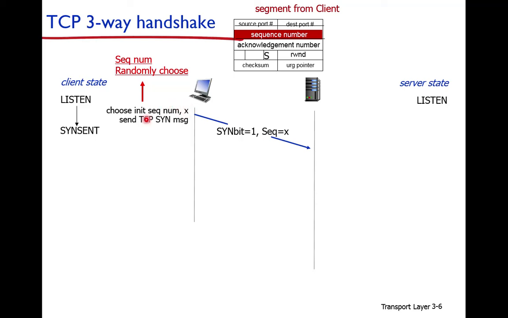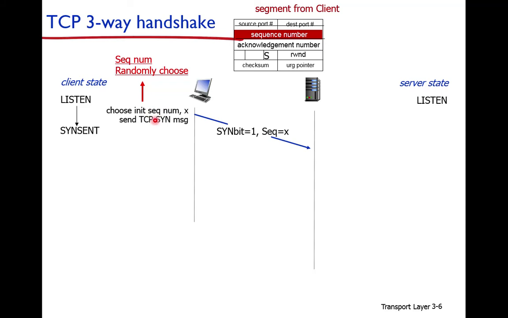Second, the client will send a TCP packet, and this TCP packet is called a SYN message. Why is it called a SYN message? Because in the TCP header the S flag is on. This is called synchronous. This flag will be on, it will be set to 1. When the S flag is on in the TCP packet, it means it is a connection request. What does it mean? This S flag means that this client wants to establish a connection. This client is requesting a connection.